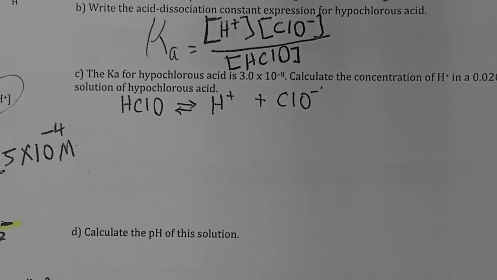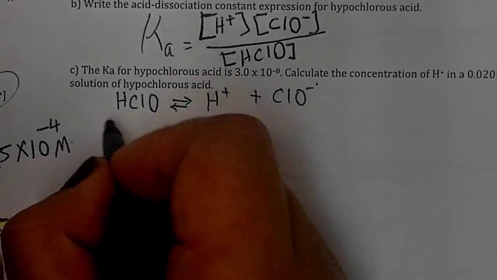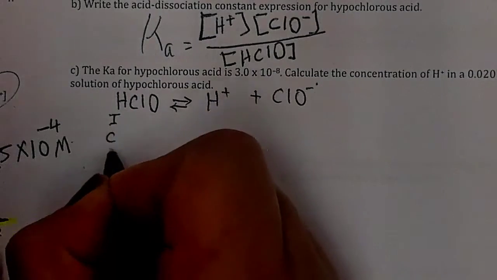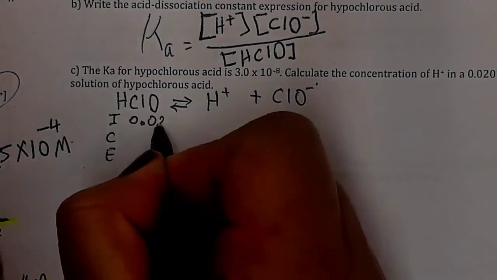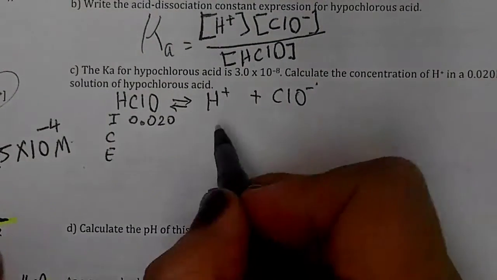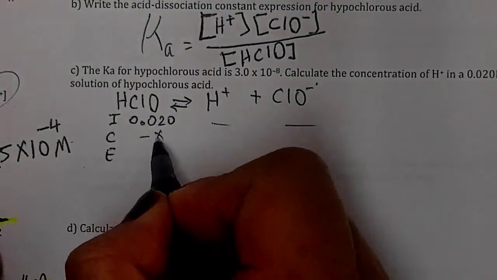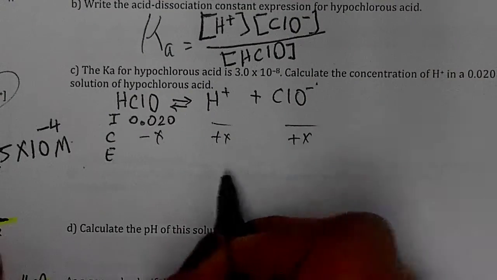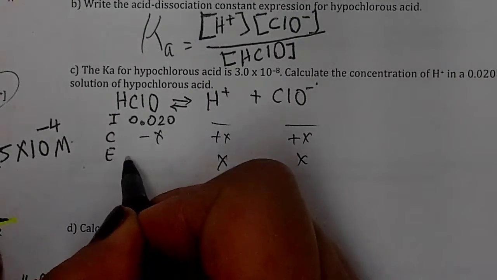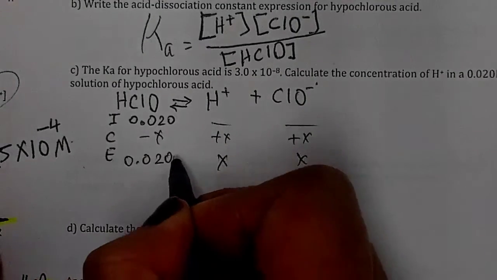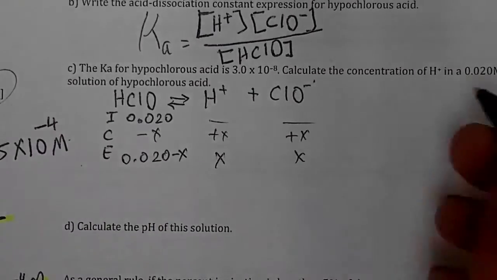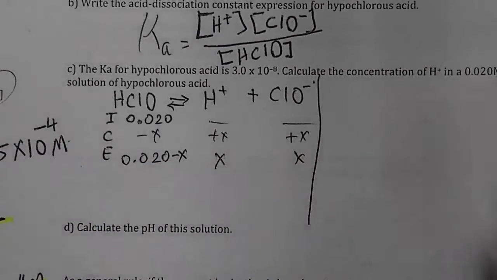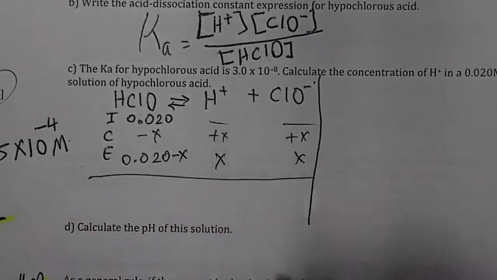Right? So we're going to do ICE again. Initial is 0.020, right? We don't have these, so we're going to say minus x, plus x, plus x. So these two are x. This is going to be 0.020 minus x. We're going to plug it in. I'm going to write it down on this side and down here because I have no room.